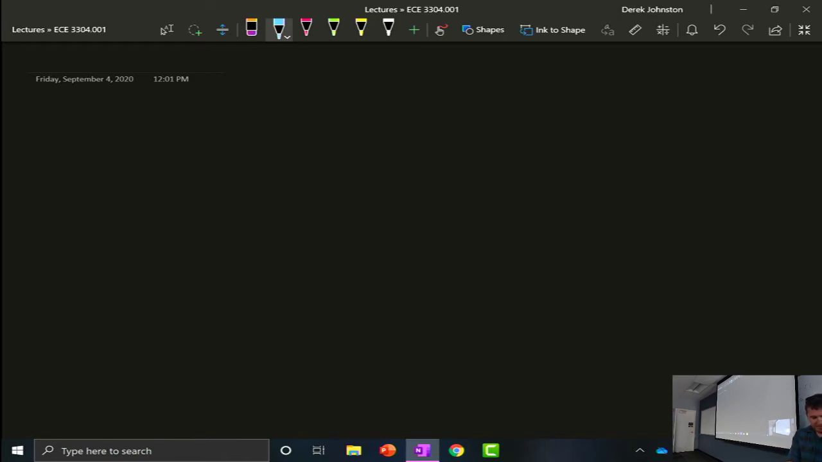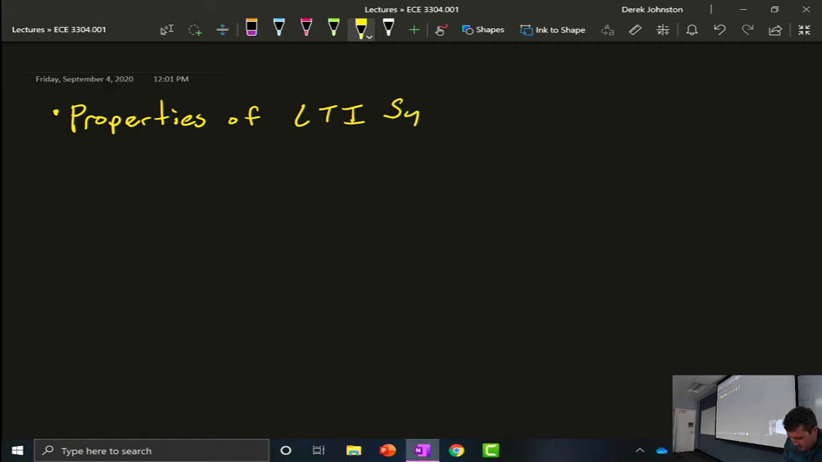So last time we talked about LTI systems. Today we're going to just sum up some properties of LTI systems, which we'll list and talk about. We won't really do anything with them, but they'll be important when we move on to actually doing some interesting stuff.